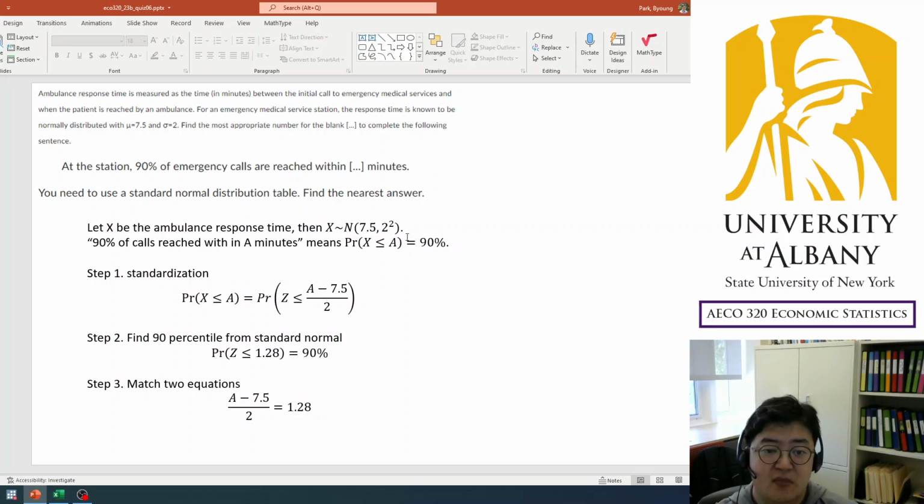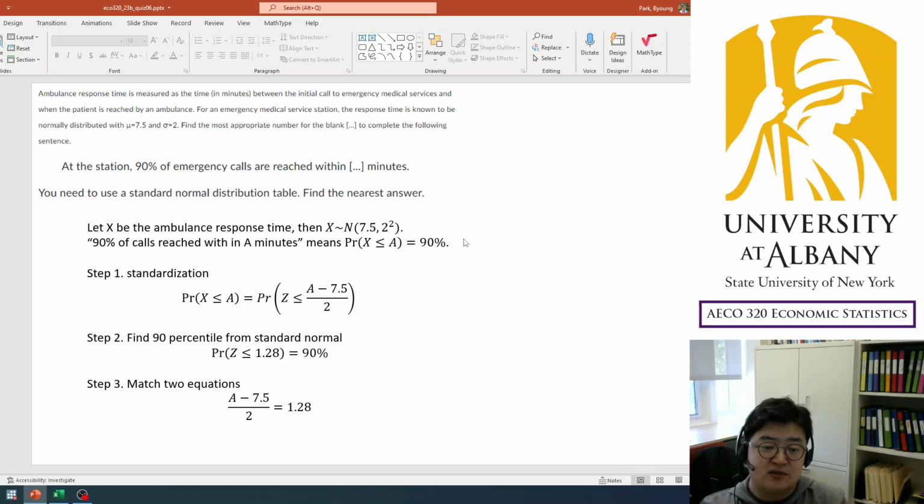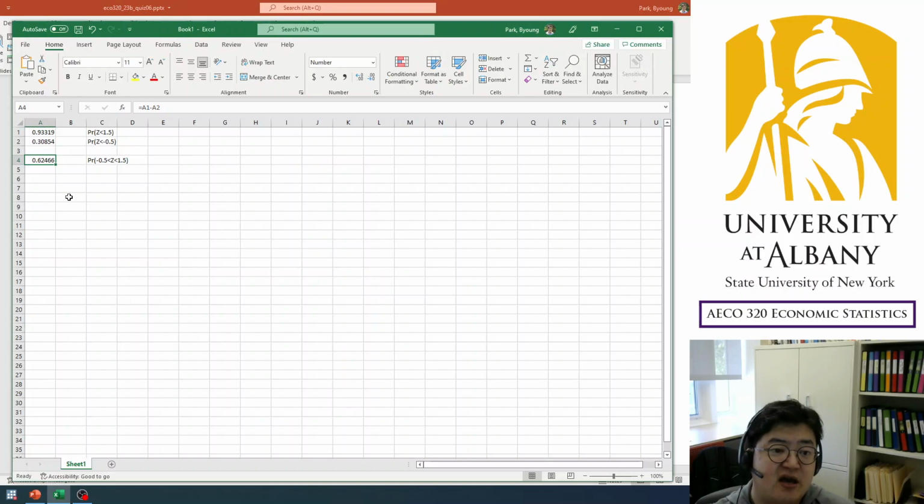And then first, I'm going to standardize the left-hand side. X becomes Z. A will be standardized in this form using mean and standard deviation, right? Again, another standardization question. And then now using the 90% information, this right-hand side information, we find the 90 percentile. So below A, there is 90%. So that's the definition of the 90 percentile. How can we find that?